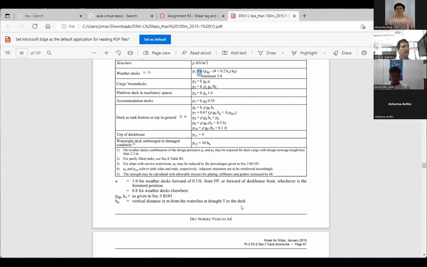1.0 for weather decks forward of 0.15 L from FP, or forward of deck house front, whichever is the foremost position. Okay. Let's find somebody else. Mr. Kimi, Elvis Kimi, please read the next line.